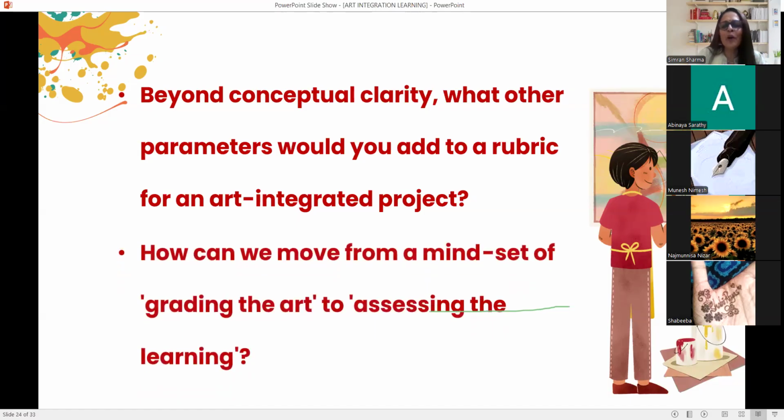How can we move from a mindset of grading the art to assessing the learning? So when we see, if we are given two diagrams, one which is not so beautifully drawn, but the other which is very beautifully drawn, we generally, while assessing, give a little more marks to the one which is better for the presentation. But is it the only way of grading, assessing the learning? Is it?